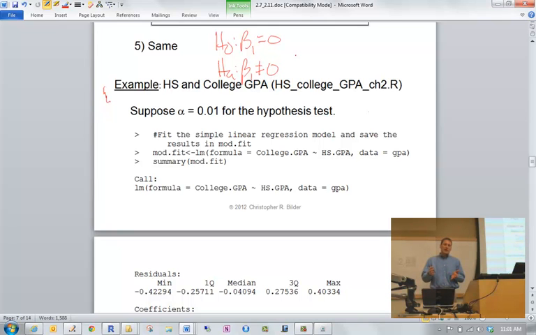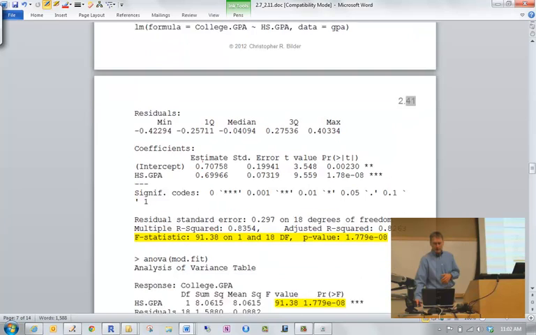But for now, let's take a look at how we would actually implement one of these F-tests in R and then perform the actual hypothesis test. So this is with the high school and college GPA data once again. I'm going to use an alpha level of 0.01 for the test. And let's say I have my data in GPA like usual. I estimate my model using the LM function like usual, and I summarize the fit of the model as well.